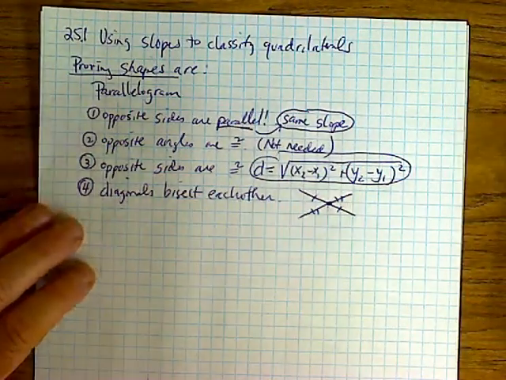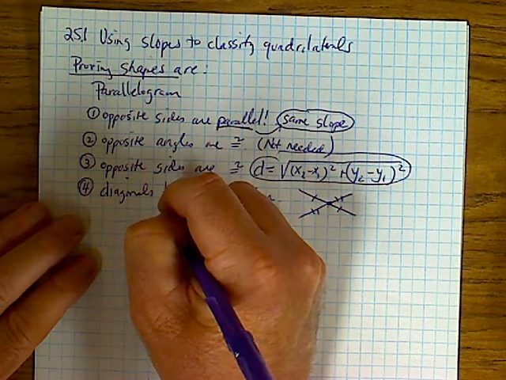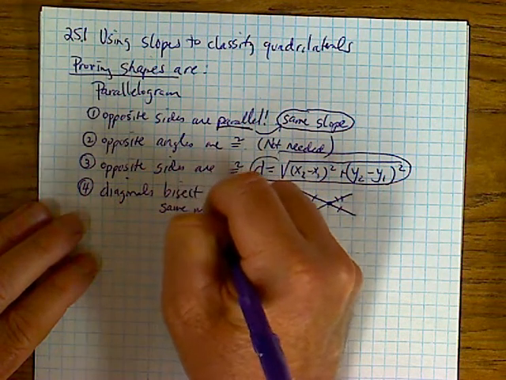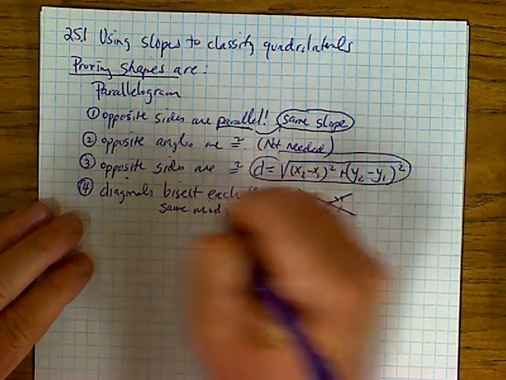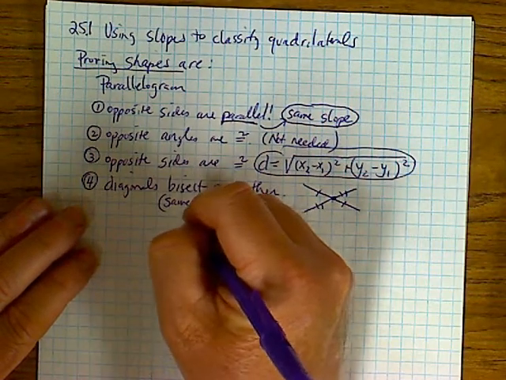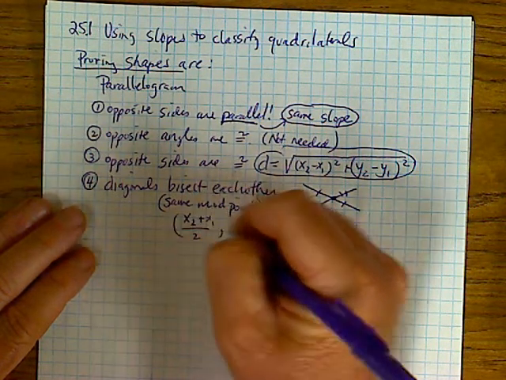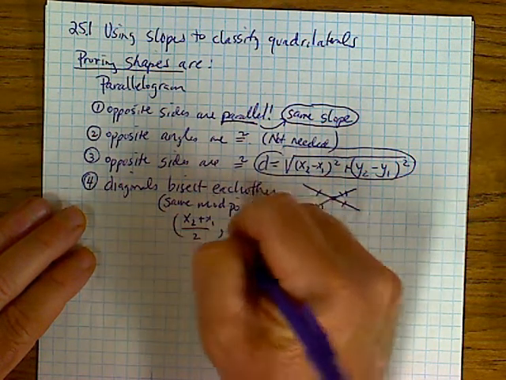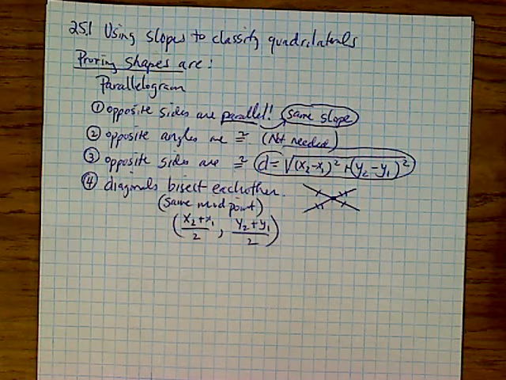So in order to tell if the diagonals bisect each other, we're going to check to see if they have the same midpoint. And the way we do midpoint is with (x2 plus x1) divided by 2, comma, (y2 plus y1) divided by 2. So we're going to have to check to see if they have the same midpoint. If they do, then we know that the diagonals bisect each other.